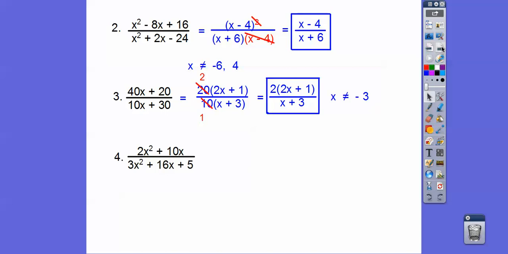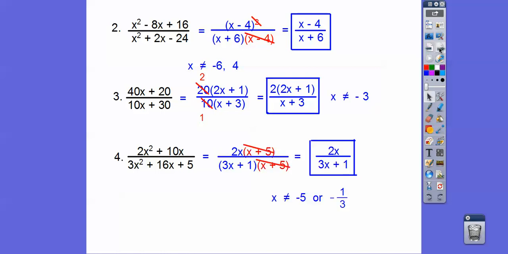All right, so here we're going to pull a 2x out on top and on bottom. That's a pretty easy guess-and-check one. I know this is 3x times x, and this is 5 times 1. If we pair up the 3 and the 5 as our two outers, and then the inners will be the 1 and the x, that'll give us that plus 16 in the middle. So we have x plus 5's canceling, and don't forget your excluded values.